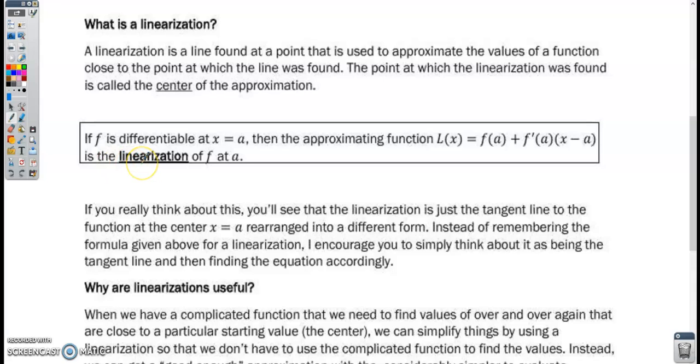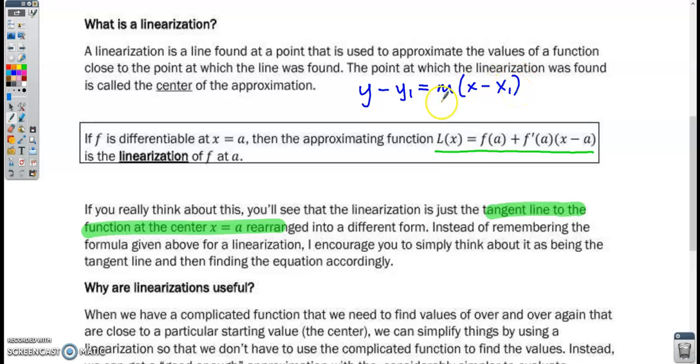In the box here you see the standard textbook notation for a linearization. If f is differentiable at x equals a, then the approximating function L of x equals f of a plus f prime of a times the quantity x minus a is the linearization of f at a. If you really think about this, the linearization is just the tangent line to the curve at the center a, rearranged into a different form. That tangent line is going to be y minus the y coordinate is equal to the slope times x minus the x coordinate.